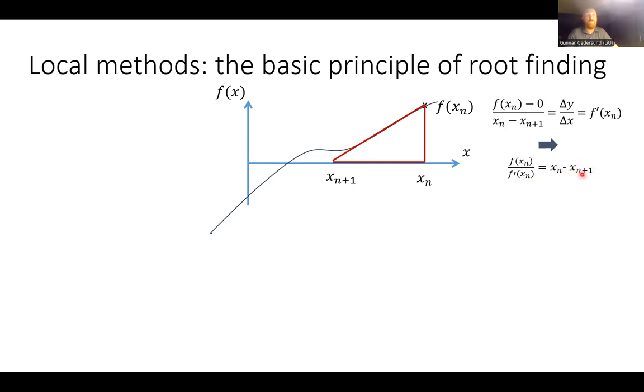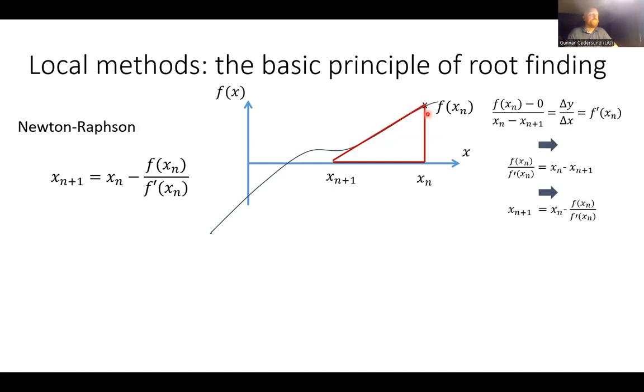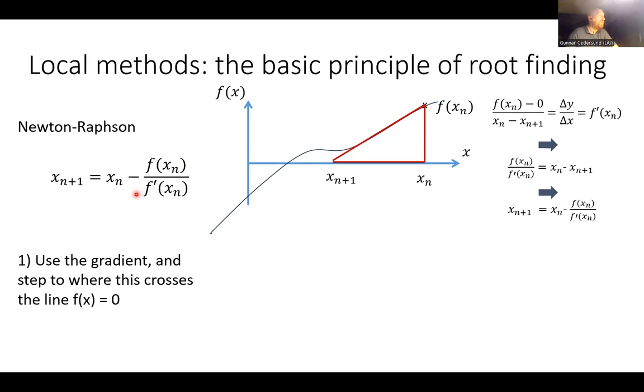But this is the one that we want to solve for, so let's put this one over here, let's put this one over here, and then we have the formula: x_{n+1}, the new step in the space that we are moving around in, is the old place minus the function value divided by the derivative. So this is the Newton-Raphson basis formula. So it's a very short derivation. You can do it yourself in a couple of minutes.